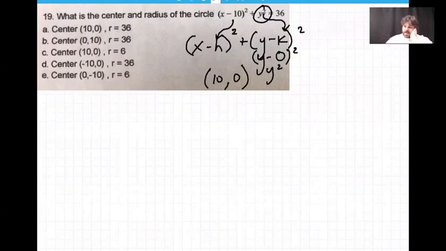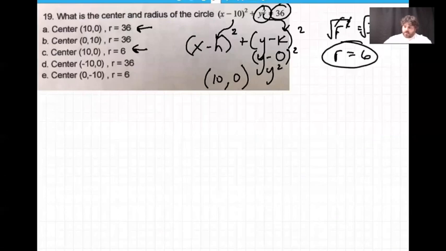So that narrows it down to really just A or C. The difference is the radius is 36 or the radius is 6. Well, remember this number here is actually the radius squared, so you have to square root both sides to actually calculate the radius. So answer choice C is correct because the actual radius is 6, because we see a 36 in the formula.